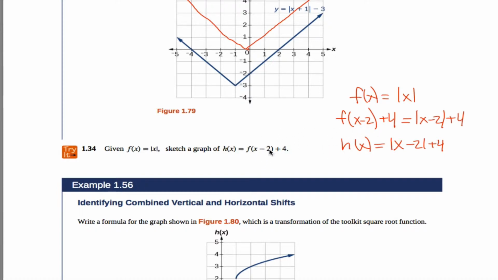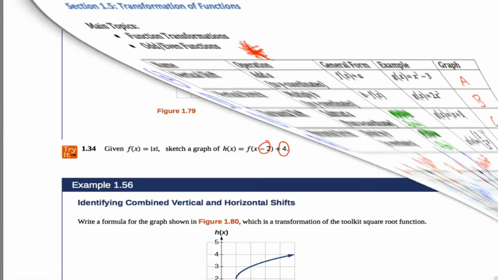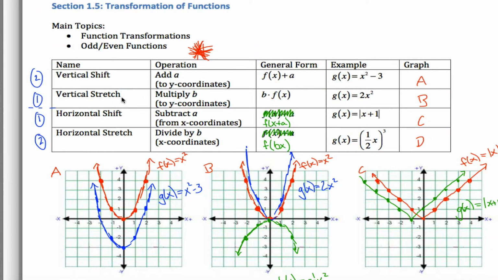At any rate, really what you're supposed to recognize when you stare at this thing is that you have two different transformations going on right here. This minus 2 is one transformation, and this plus 4 is a different transformation. The minus 2, I'm subtracting 2 from the x coordinate, so that's a horizontal transformation. The plus 4, I'm adding 4 to the f of x, so that's a vertical transformation. And if you go back to your little cheat sheet, what I have is this type of transformation and this type of transformation. I have one vertical shift and one horizontal shift.